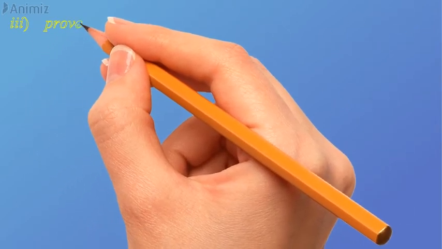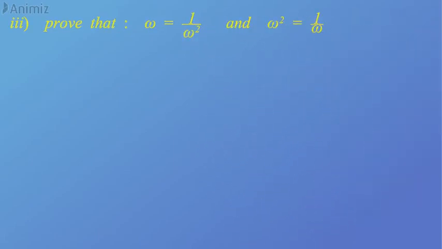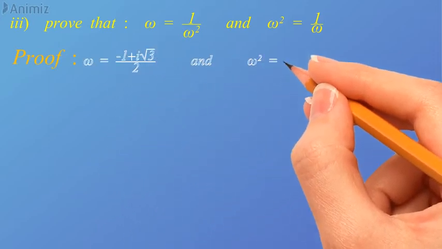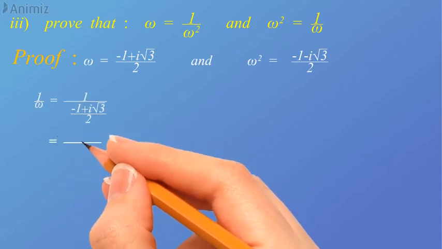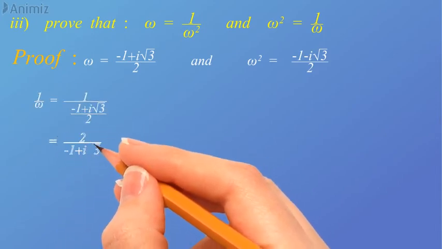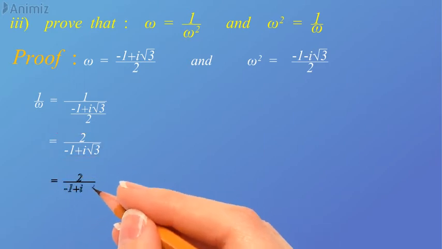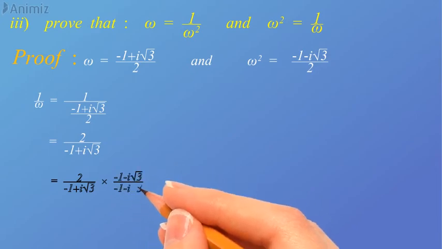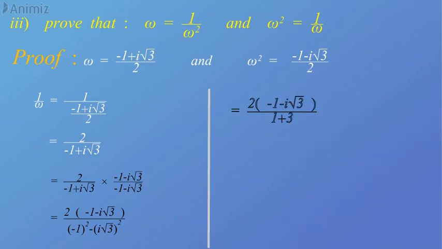Number 3. We have to prove that each complex cube root of unity is the reciprocal of the other. Let us come to the proof. We know the values of omega and omega square. Let us take the reciprocal of omega, which is 2 divided by minus 1 plus iota under the root 3. Here we see that there is a complex number with non-zero imaginary part in the denominator. Therefore, multiplying and dividing by the complex conjugate of this number, we get a real denominator. These are simple calculations and simple arithmetic rules.